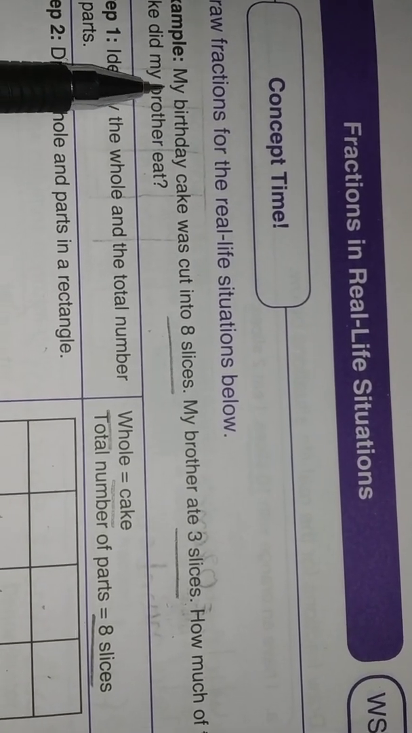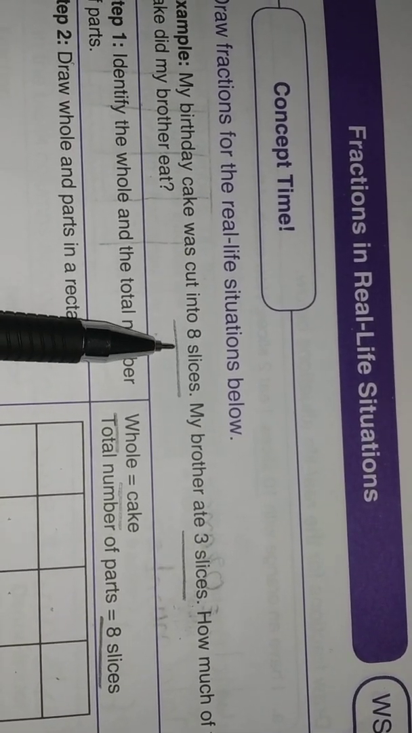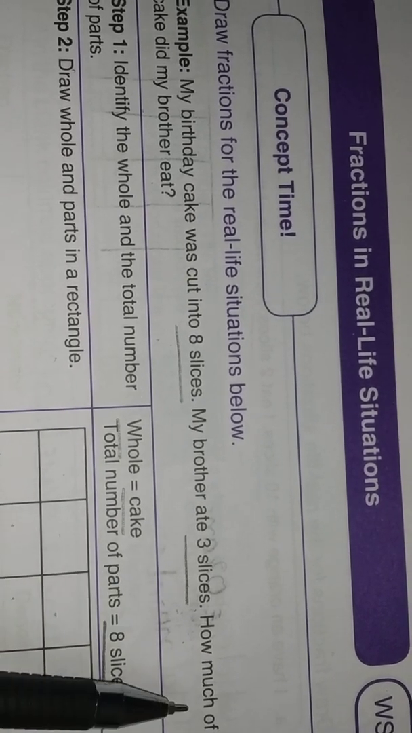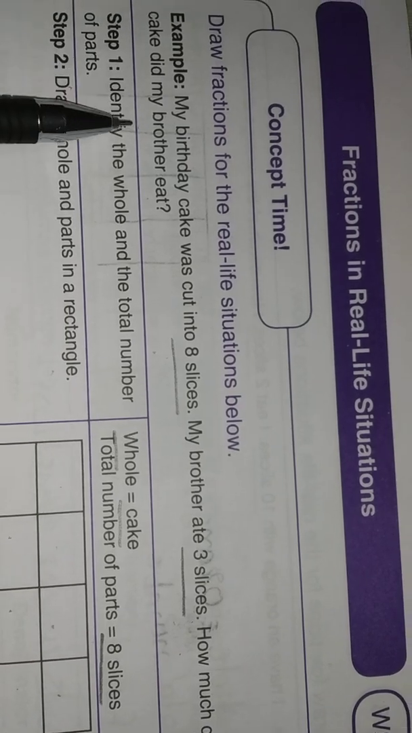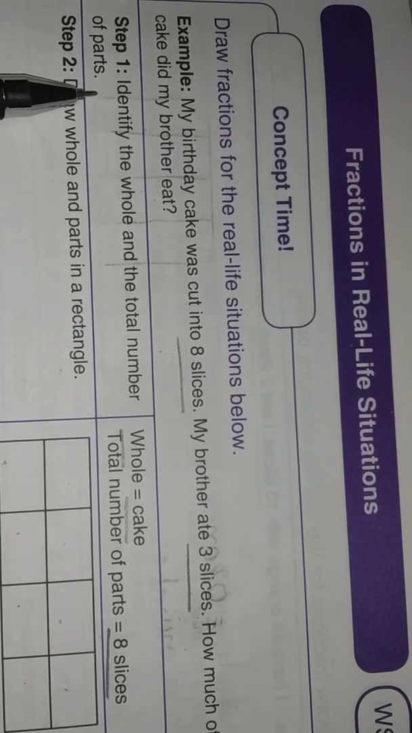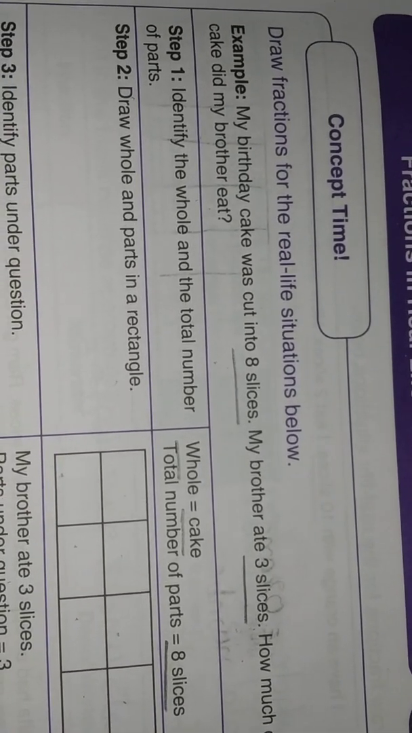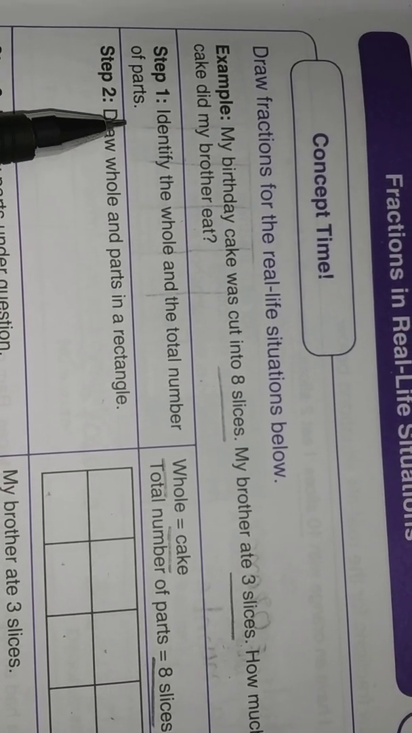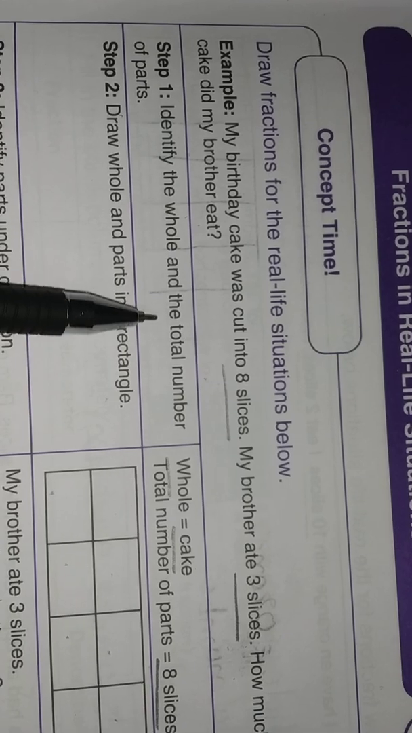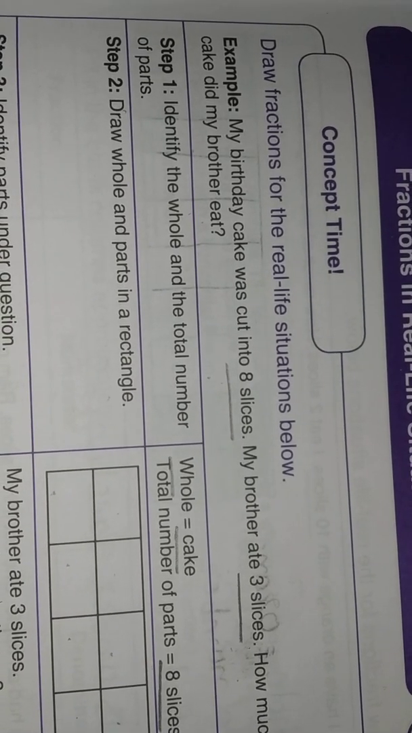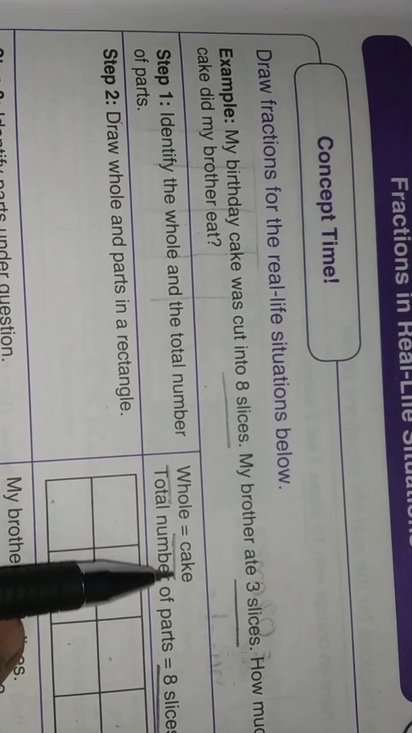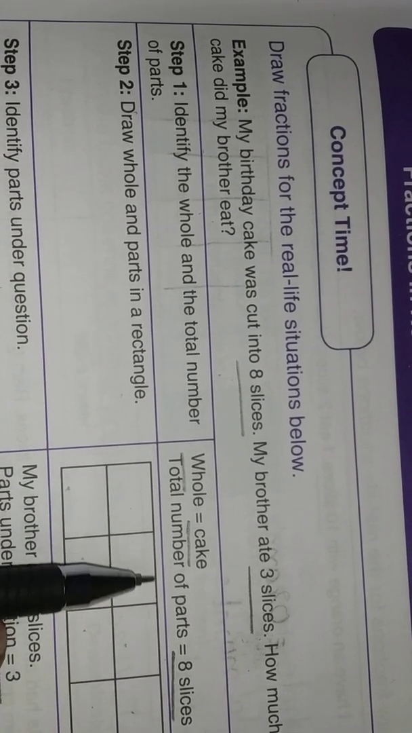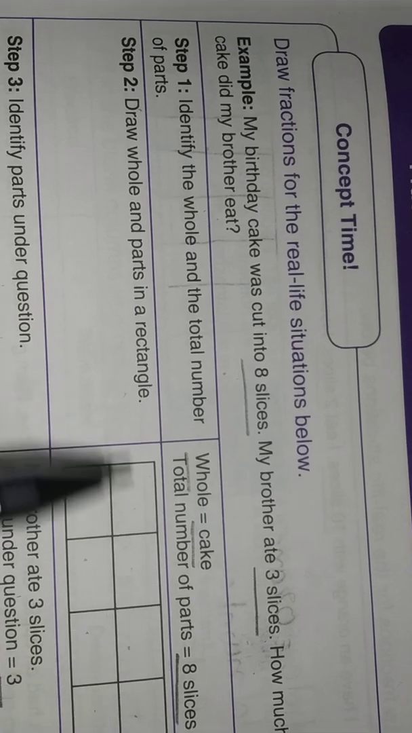For example, my birthday cake was cut into 8 pieces. My brother ate 3 pieces. How much of the cake did my brother eat? So in that, first of all, we have to follow the steps. We have to identify whole and total number of parts. So whole is a cake, total number of parts is 8.